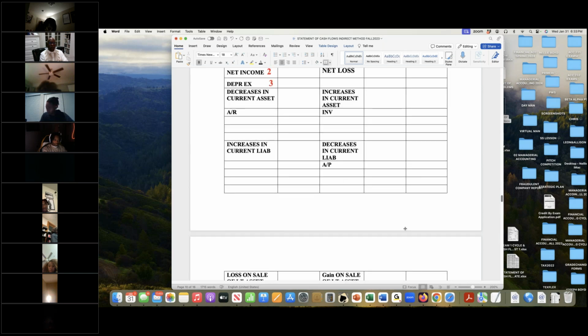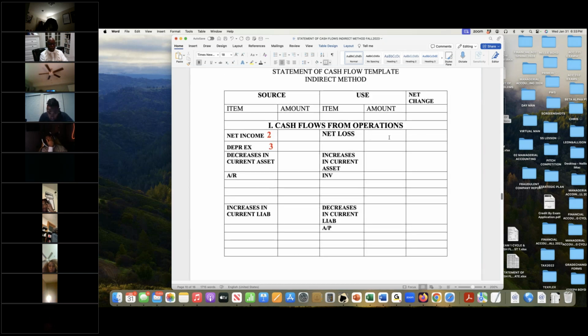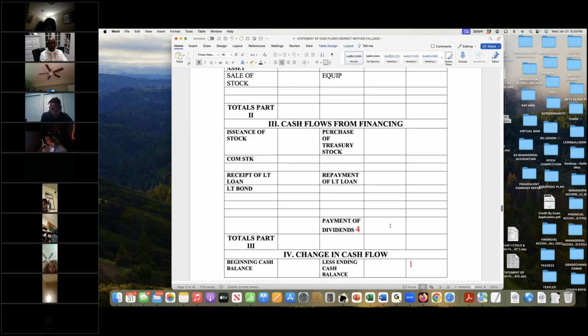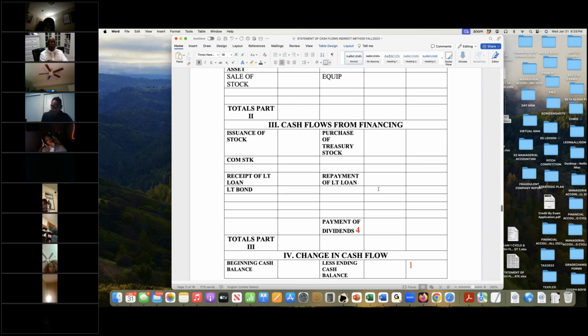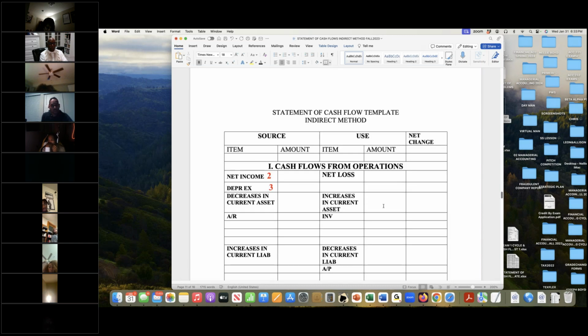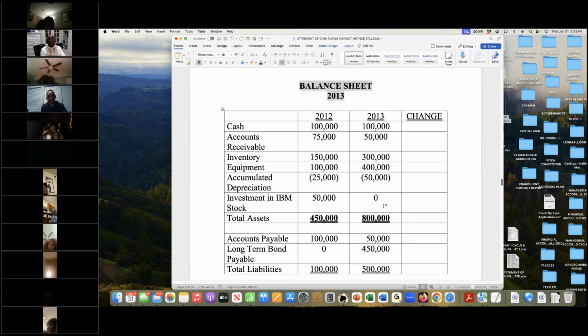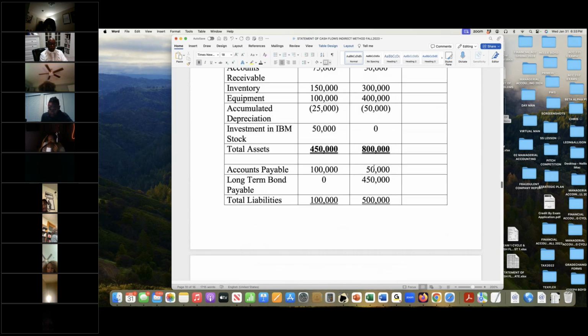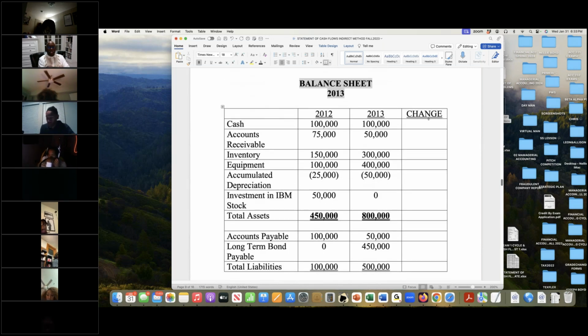Then the second thing you're going to do is put in the net income or loss. Then the third thing is to put in depreciation. And then the fourth thing is to put in dividends. So those are the 4 things we're going to do first to analyze the change in cash. We have to analyze the change in cash in terms of all of these accounts. So the first thing I'm doing, I'm looking at the change in cash. That's 0. So I come to the balance sheet, I go to the cash account, and the change in cash is 0.